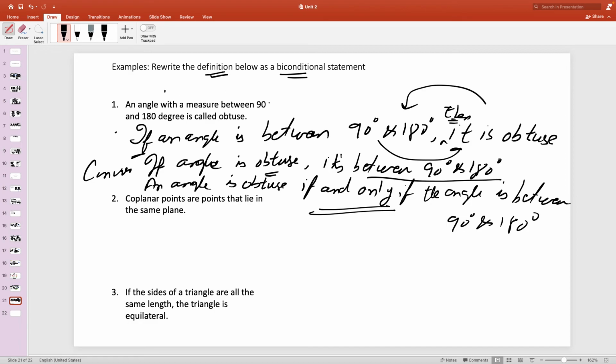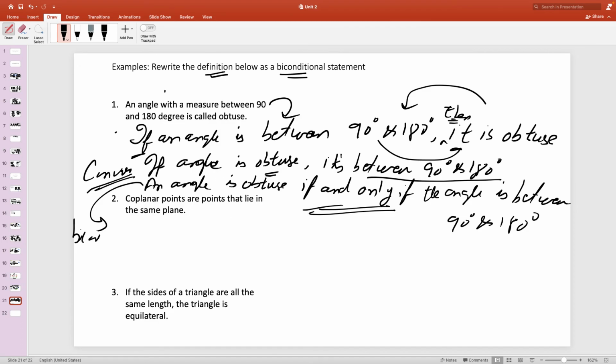So first we are converting the statement into an if-then, and then we are writing the converse, and then we are reconstructing the converse by using the phrase if and only if. And this final thing becomes a biconditional statement. Hopefully this was helpful. I know the space is limited here. Now let's look at the next one.